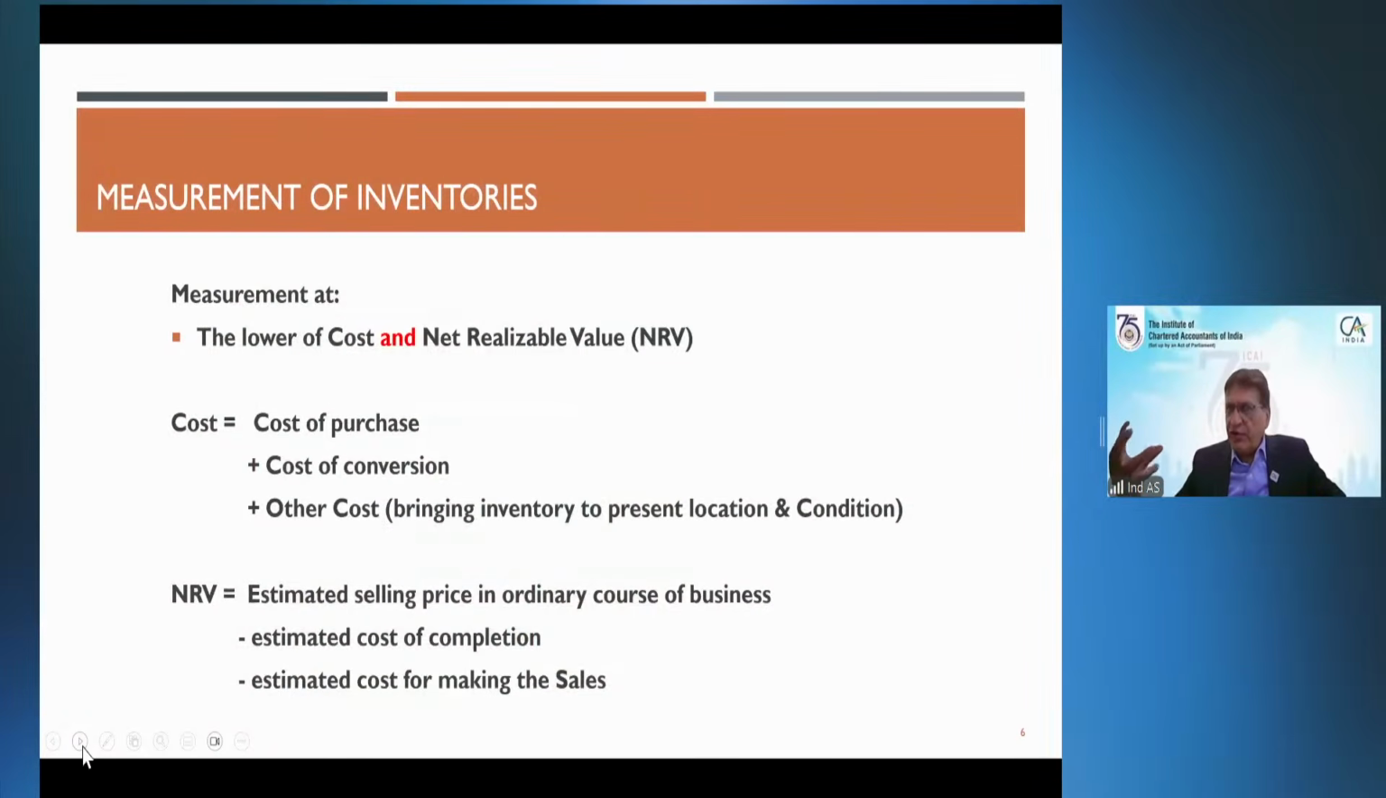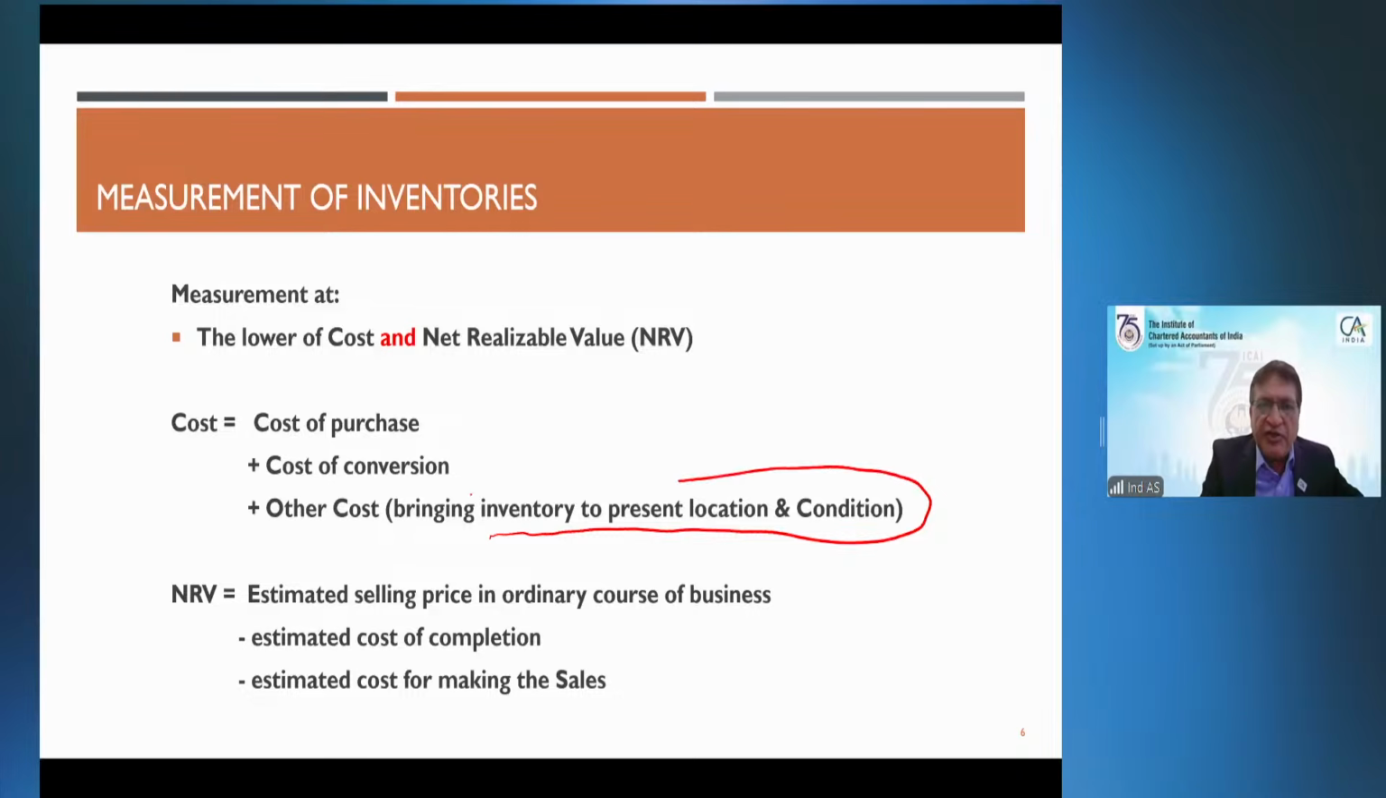Quickly, the measurement of inventory has to be at cost or at NRV, whichever is lower. Cost will include the cost of purchase, cost of conversion, and other costs for bringing the inventory to present location and condition. So the important part is what cost is to be incurred directly attributable to bringing the inventory to present location and condition. NRV, as we already discussed, is estimated selling price in the ordinary course of business minus estimated cost of completion and minus estimated cost of sales.